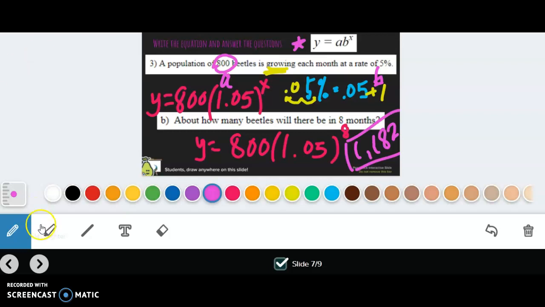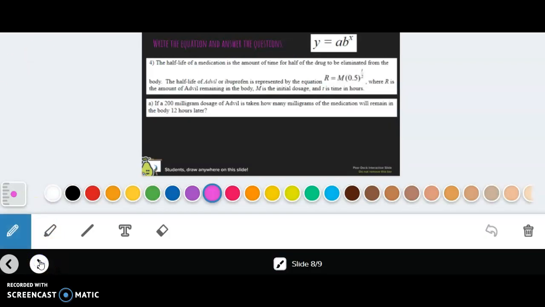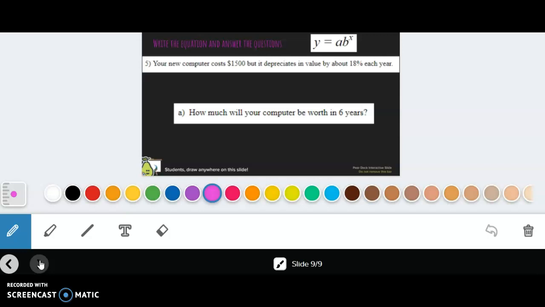Okay, so you've got the remaining slides to write an equation. Actually, this one is already written, so you just got to plug in. The next one, you are writing the equation and answering the question.